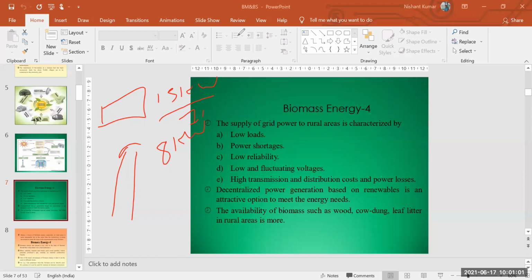So our motto is to get reliable renewable energy at a lesser price. This is our motto, that it should be lesser. That's why, whenever we design any biomass or biogas plant, these are the segments we calculate.